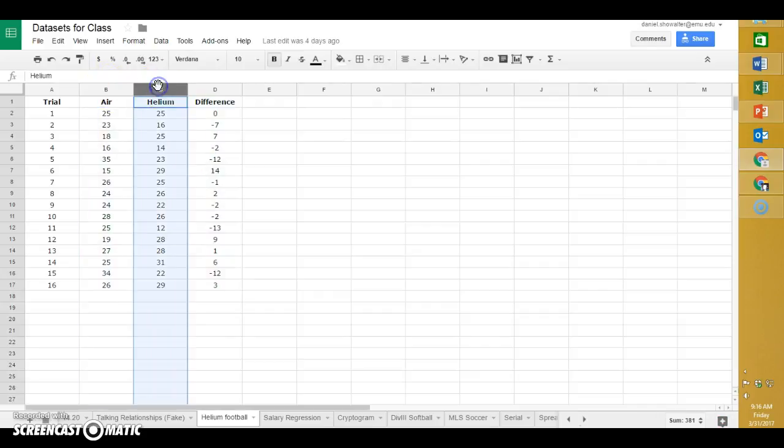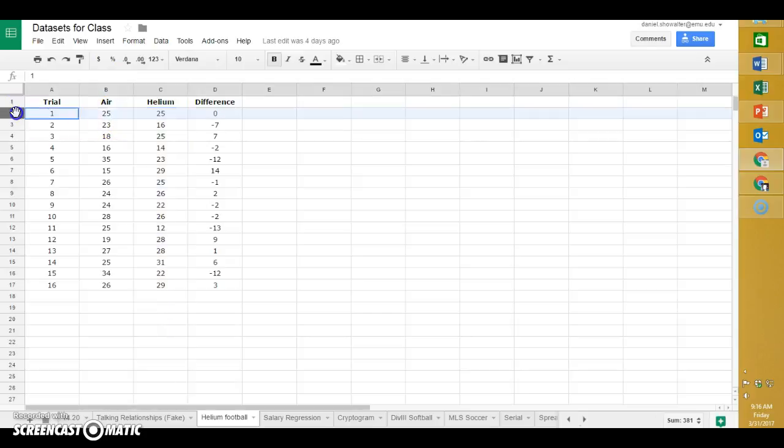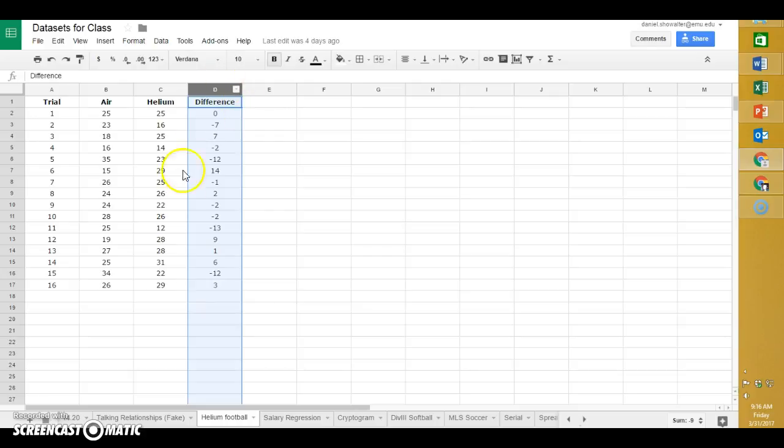Technically, we have two different samples here, but because we have a natural way of matching the data, we end up with this column of difference scores: how much further the helium went than the air did for that ball. Okay, and so what we need to do is make a couple quick calculations.